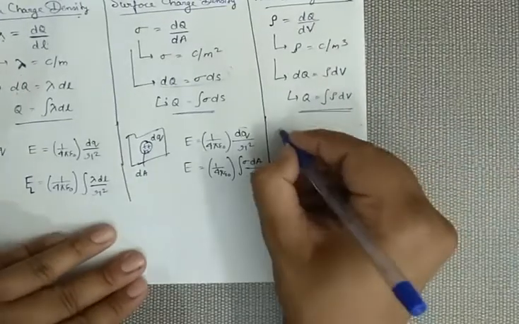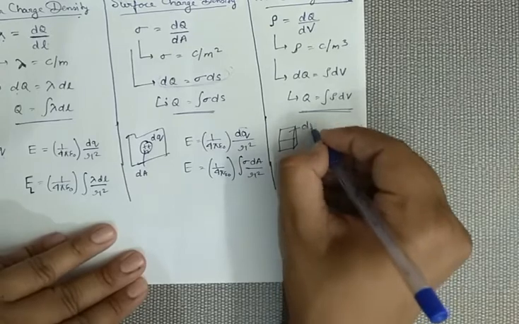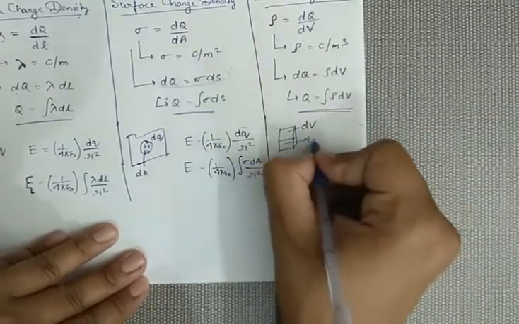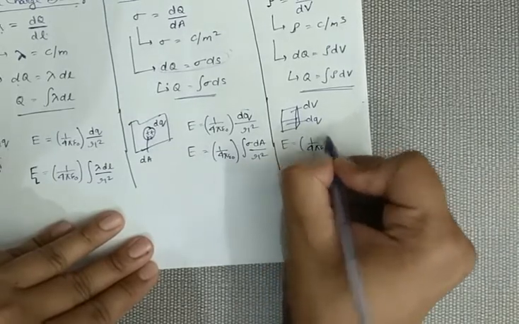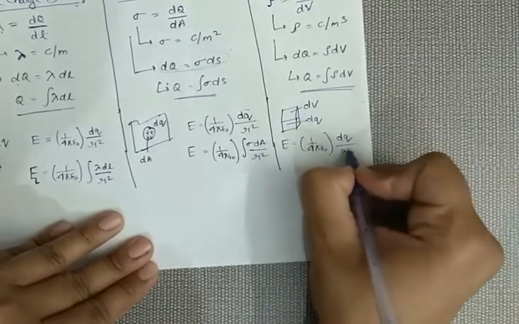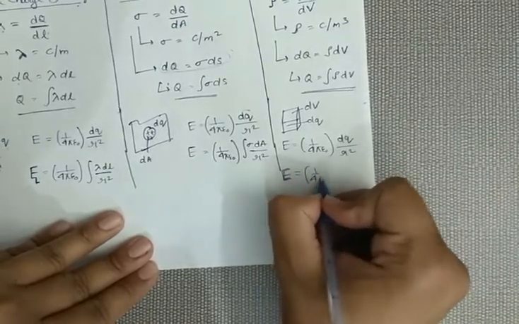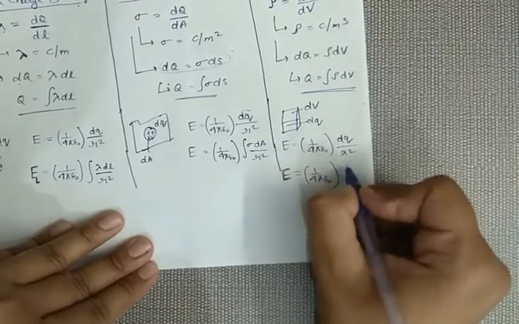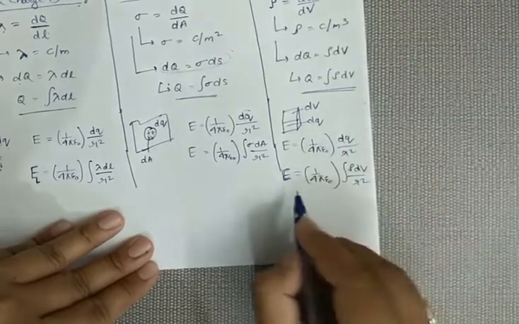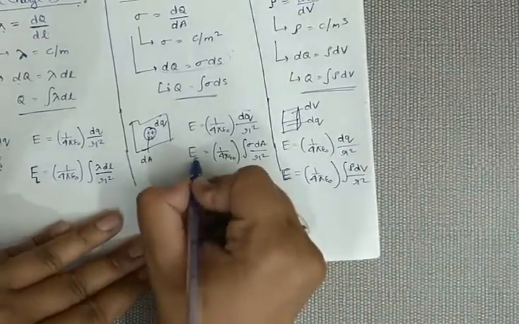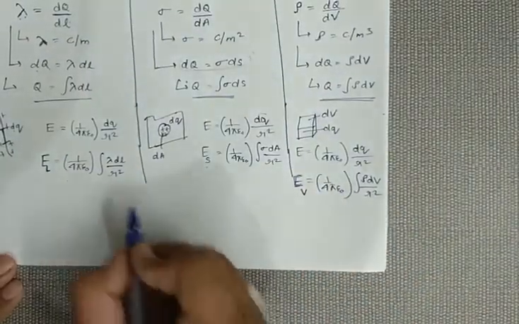Similarly for volume, if this is a cube of volume V and the small volume is dV with a small charge dq, then the electric field is given as 1 upon 4 pi epsilon naught charge divided by distance square, and for the total volume you can take the integration of 1 upon 4 pi epsilon naught, instead of charge taking rho times dV upon r square. So this was the electric field for the surface charge, this was the electric field for the volume. So in these three ways we can find the electric field.